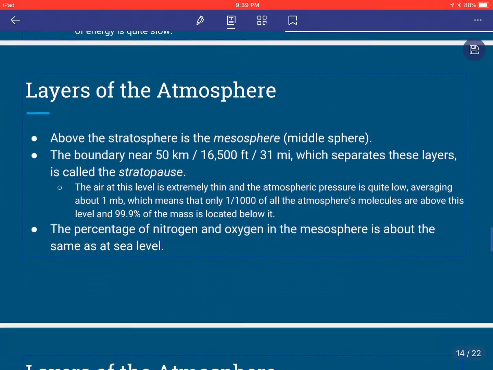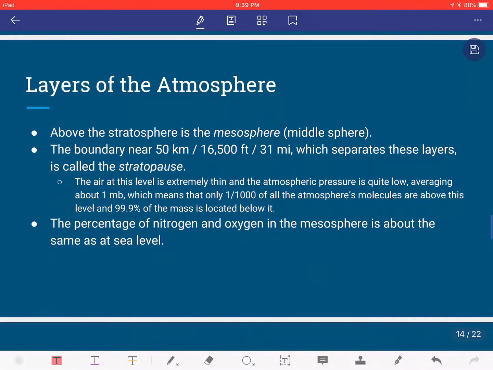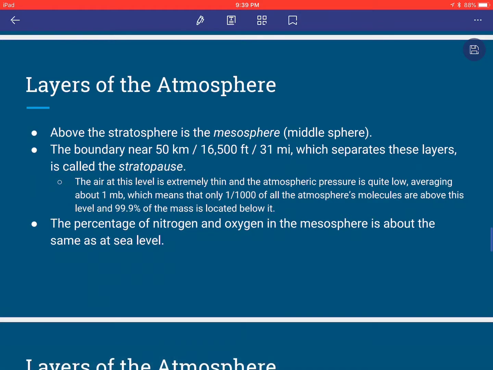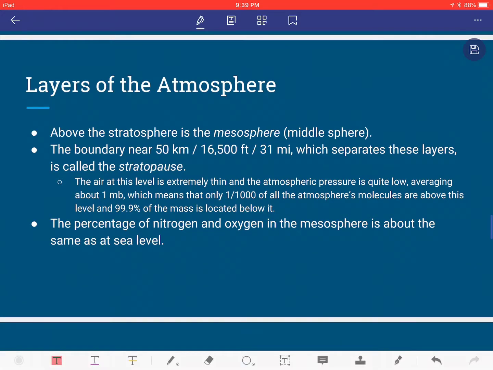Okay, moving on. Above the stratosphere is the mesosphere. That's the answer to number 14, the mesosphere, or middle sphere. Meso is for middle. And the boundary that separates them is called the stratopause. That occurs right about 31 miles in altitude.